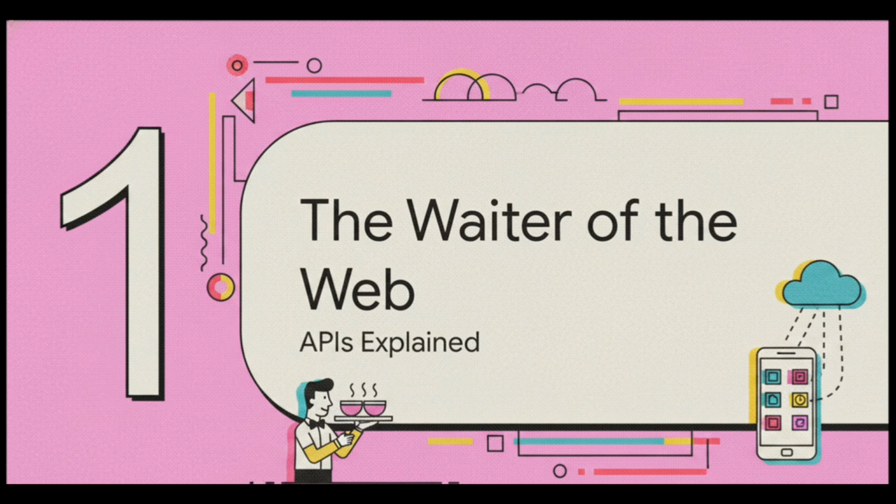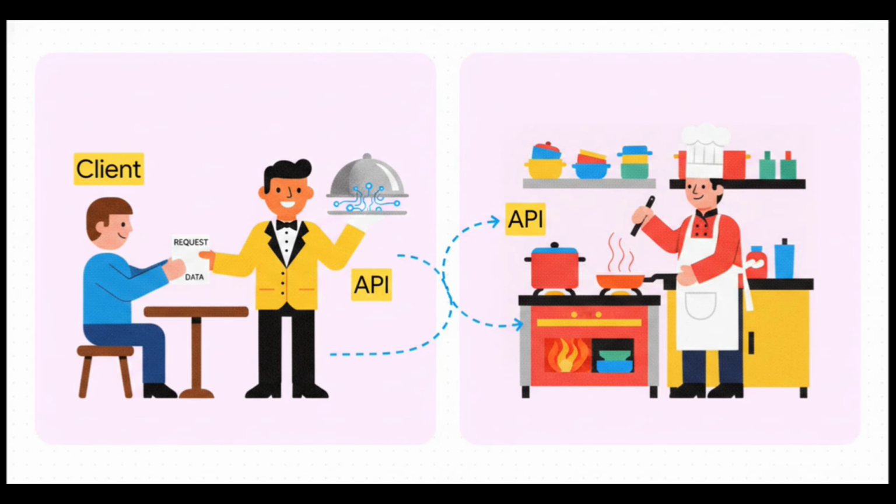Part 1. The waiter of the web. Let's move away from the magic of apps for a second and look at the practical reality of how these systems actually talk to each other. To really wrap your head around an API, just think of a restaurant. When you sit down at your table, you don't march right into the kitchen, grab a knife, and start chopping veggies for your own dinner, do you? No, you, the client, don't do the heavy processing yourself. You look at a menu and you tell the waiter what you want. The waiter takes your request back to the kitchen, cooks the food, and then the waiter brings that finished meal right back to your table.